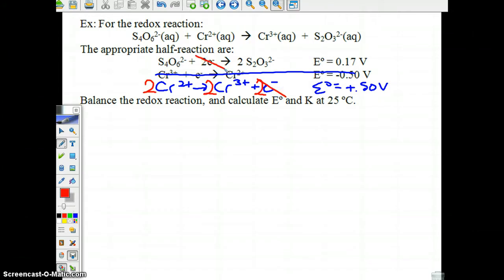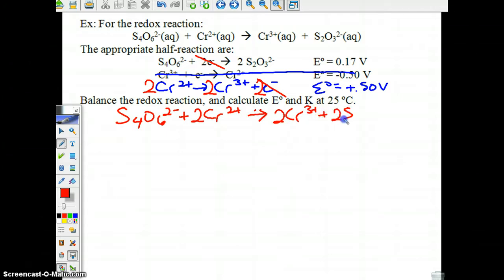Do I multiply the E by 2? No. You never multiply the E by coefficients. So it's not quite like Hess's law. It's a little bit different. And our E for this is 0.67 volts. Okay, so that's phase 1. You guys good so far? Yeah. You got that? No problem.